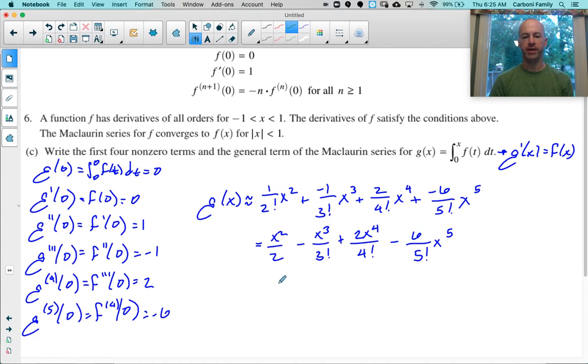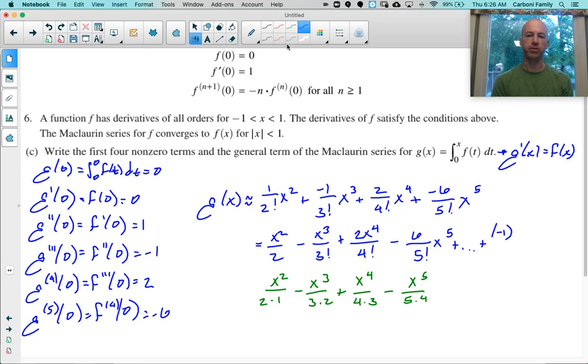So what I'm noticing is I have x squared over 2 times 1, minus x cubed over 3 times 2. And this would reduce: 4 factorial is 4 times 3 times 2, those 2's would cancel, so I have x to the fourth over 4 times 3. Minus, and 6 happens to be 3 factorial, so 6 is 3 times 2 over 5 times 4 times 3 times 2, is going to give me x to the fifth over 5 times 4. And so my general term, what I'm seeing is that this alternates.